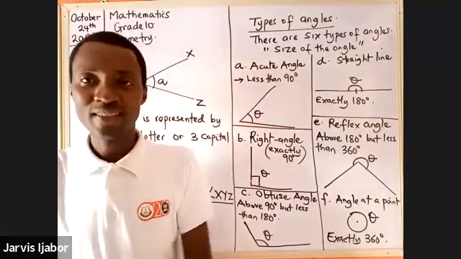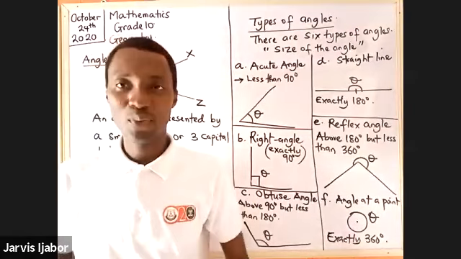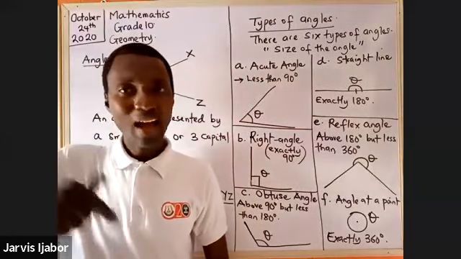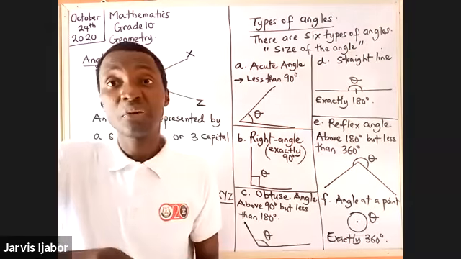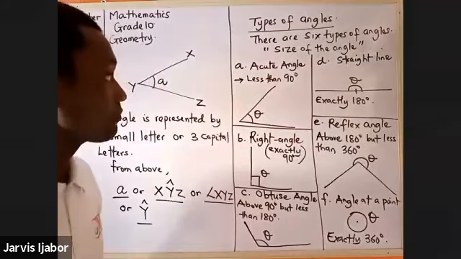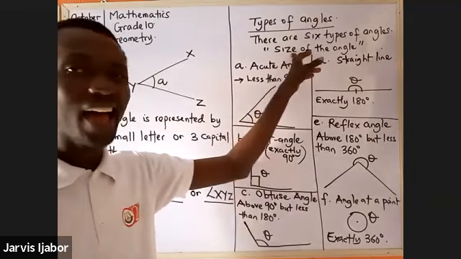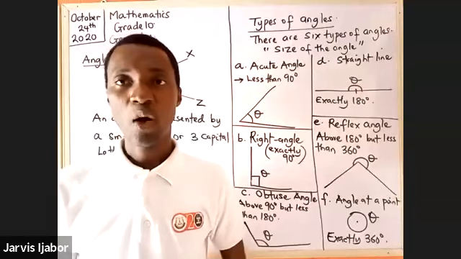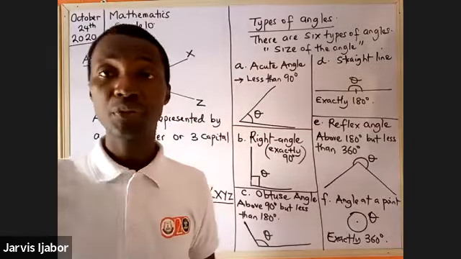So if I stay at a point and I move an angle round, what I'm going to have is a circle. And that's why we say that the angle of a circle, considering it from the center, is 360 degrees. So these are the types of angles we have when we consider the size of the angles. I'll pause for us to take a while to digest this, and then I would continue.